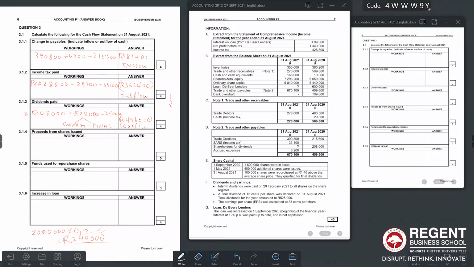As soon as I get one answer up, then I will go through it with you. Proceeds from the shares issued. I need to know that.